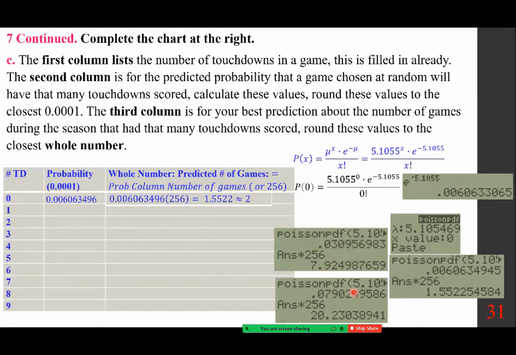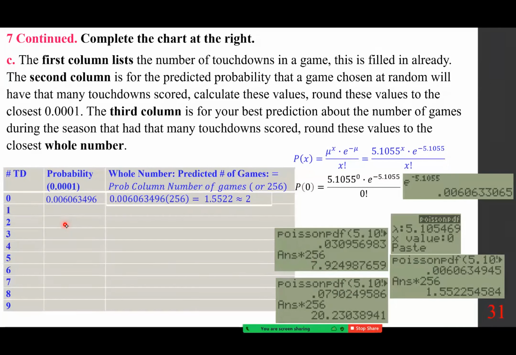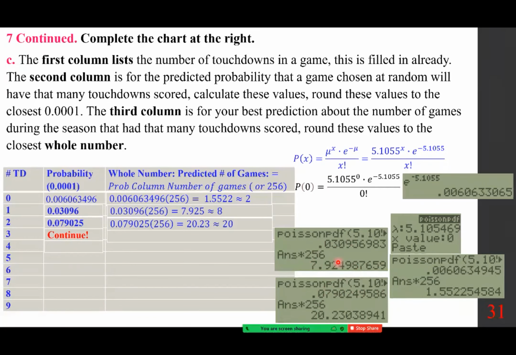The next one, so I calculated the 1, I calculated the 2, and I'm going to multiply it by 256, and I get those. So take a look at what happens. So this is the next one, everybody. This is the next one, and I put continue. You can continue on that thought. This number goes in there, 7.925, and you have to round it. This number goes in there. Now 20.23, when you round it, goes down to 20 because you're looking at this number, and you want to answer it discretely, this last column.